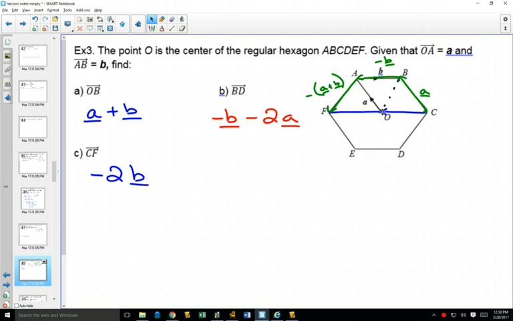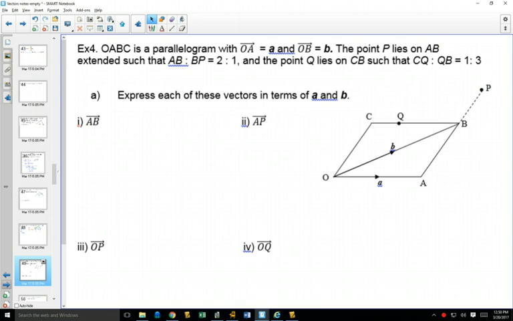All right, now for some fun. We have got a parallelogram, so that means opposite sides are parallel and opposite sides are of equal length. And OA is vector A and OB is vector B. We're told that the point P lies on the line AB and is extended such that the ratio between AB to BP is 2 to 1. So that means if this is 2 units, this is 1 unit.